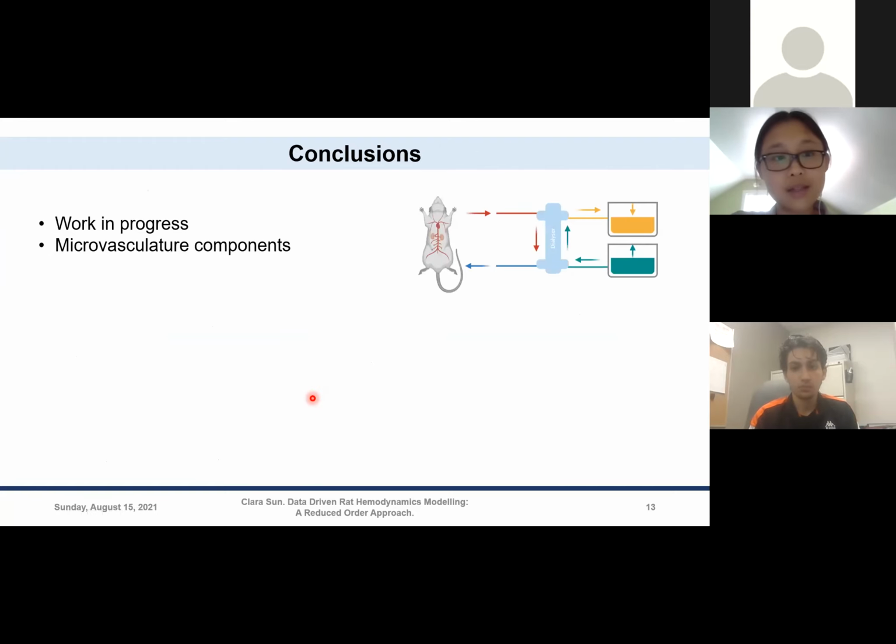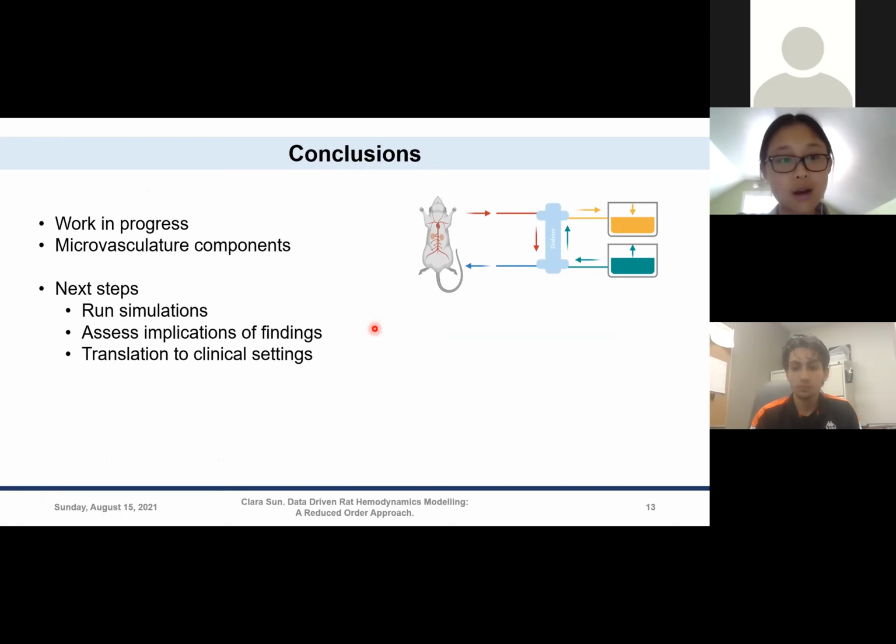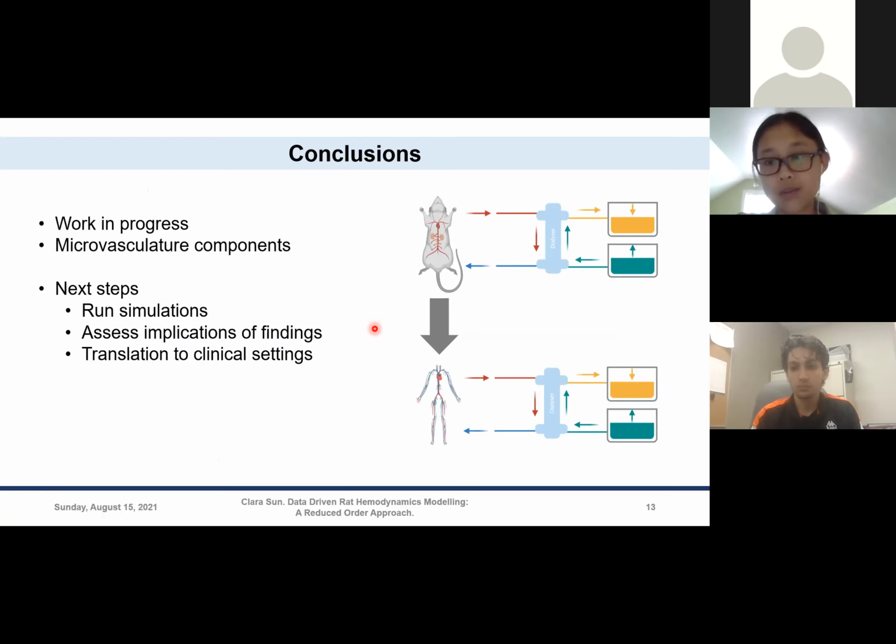The development of our whole rat circulation model is currently a work in progress. We have started on the microvasculature components, as Gabrielle discussed in her workshop. Moving forward, our next steps include running simulations, which Tim will take the lead on, and interpreting our simulated data. Ultimately, our goal is to use our 0D rat model to inform future clinical data interpretations from rat to human patient populations.